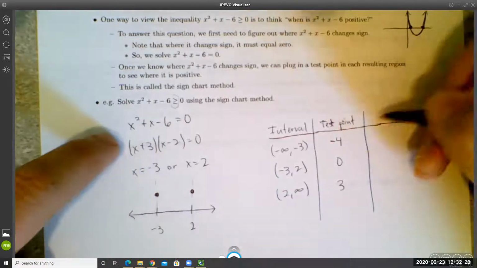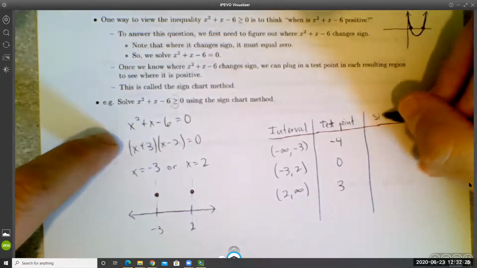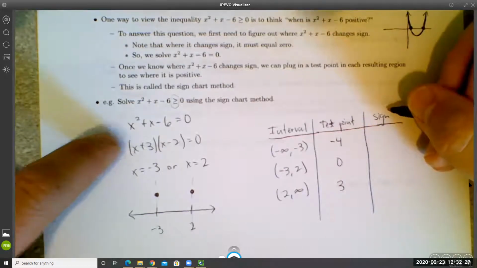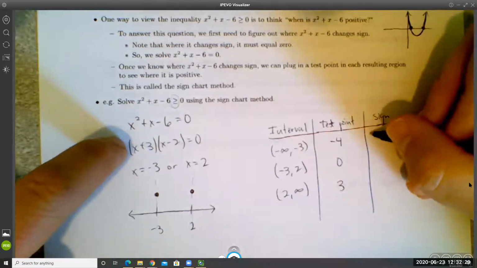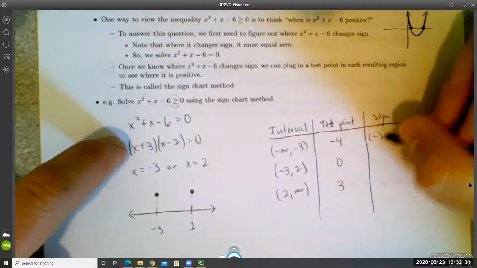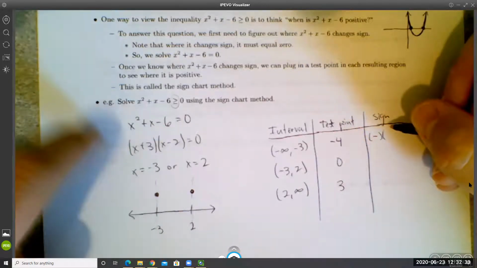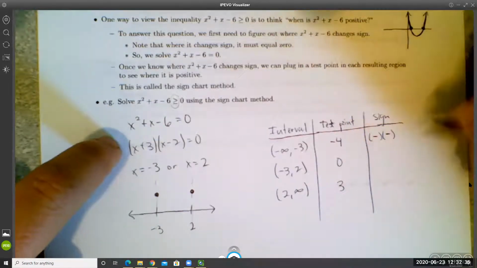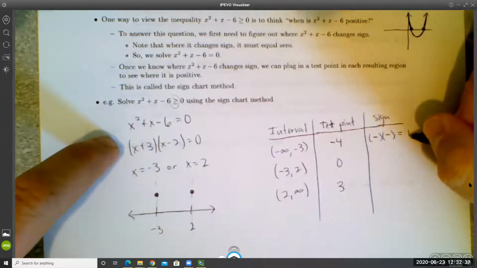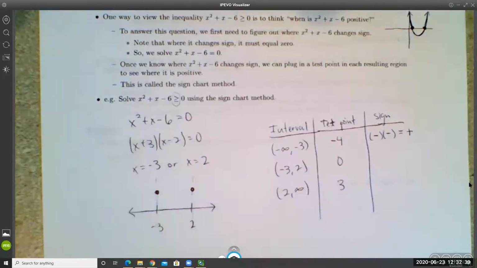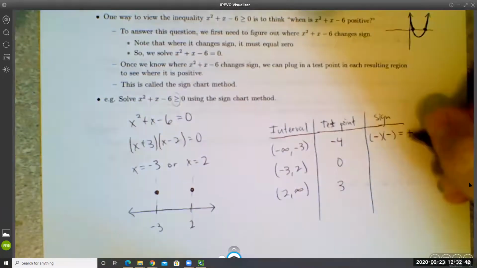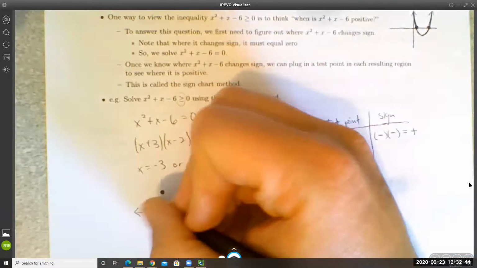So if I plug in -4, for example, -4 plus 3 is -1, so it's negative. -4 minus 2 is -6, so that's negative. And a negative times a negative is going to equal a positive. I really don't care what the actual number is. I just care about what the sign is. So I know that I'm positive in this region.